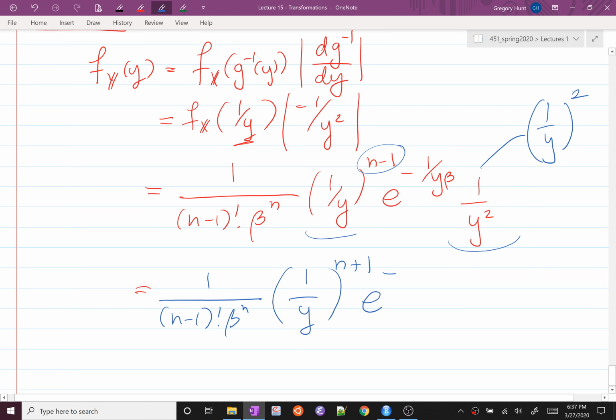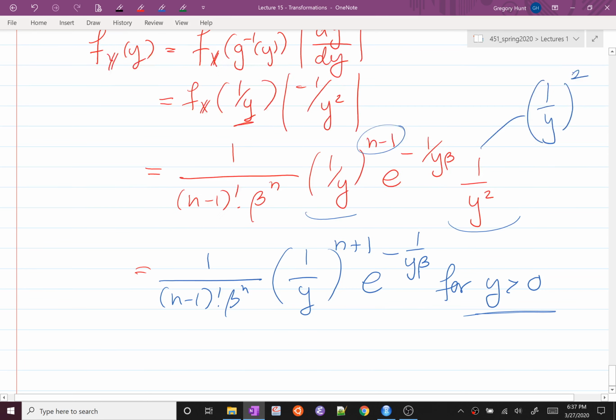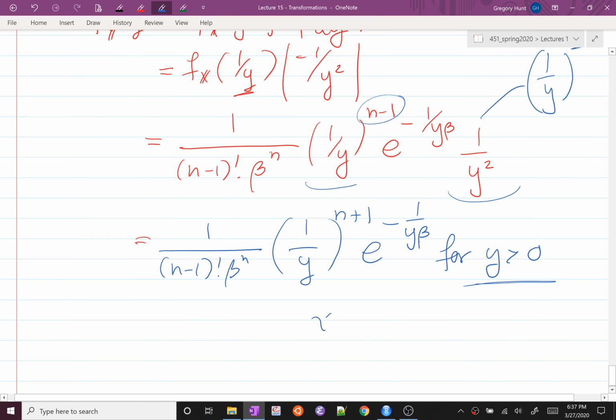How did we get the support for this? Well, the support is actually not that bad. If x is bigger than 0, then 1 over x is also bigger than 0, and this thing is y. So we know the support is also y bigger than 0. But this is my PDF.